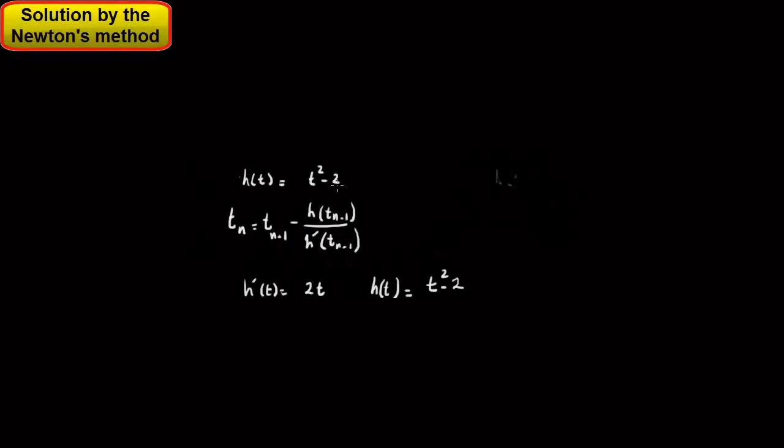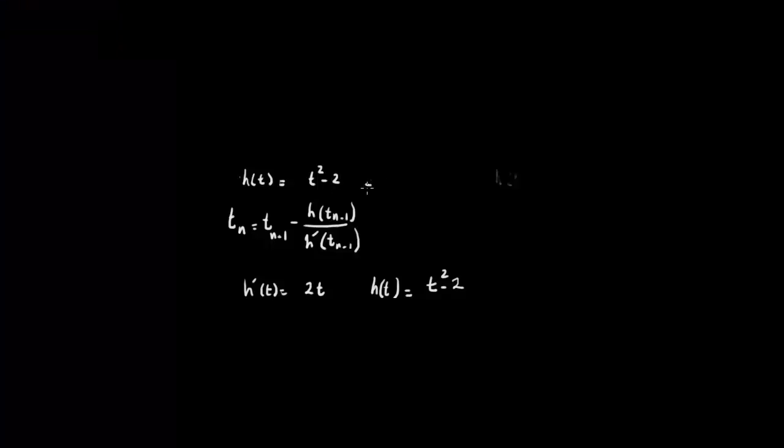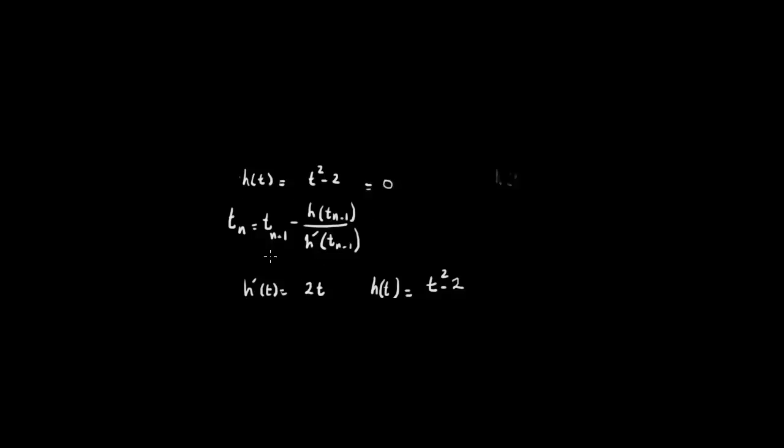Now here's the problem that we started with. The height at different times is given by t squared minus 2, and we want to find out when that is equal to 0. This second equation here is the formula for Newton's method, and in it we need to know the value of h and h prime, the function and its derivative at different points. So if we take the original equation, h of t, and find its derivative, which is 2t, then we're done. We basically have to use all these equations.